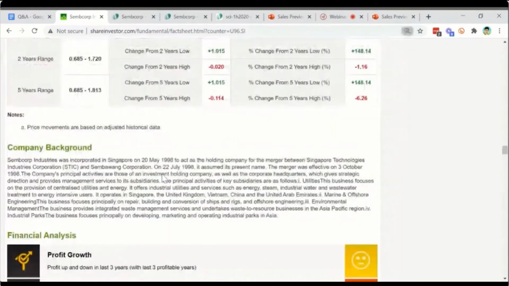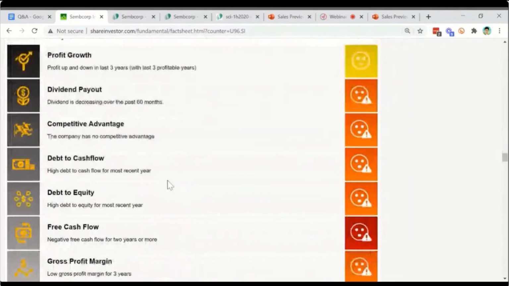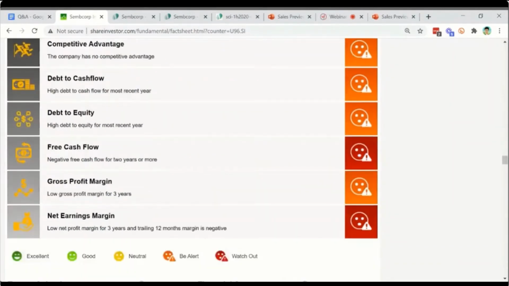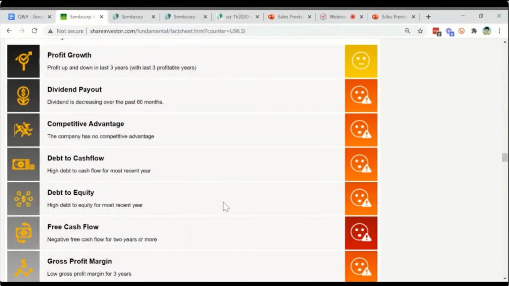Can you see? Let me just zoom in. They have a high debt to equity and negative free cash flow. The net earnings margin is also low. So when you look at this, you may be wondering, how come the share price can go up so much? It's because Sembcorp Marine has all along been a drag for Sembcorp Industries.